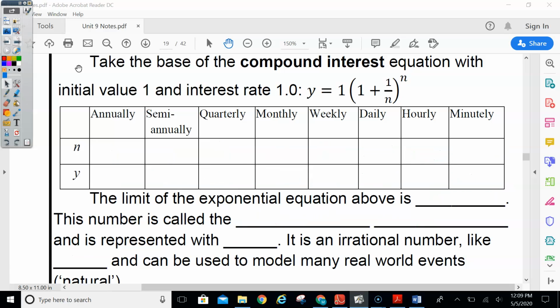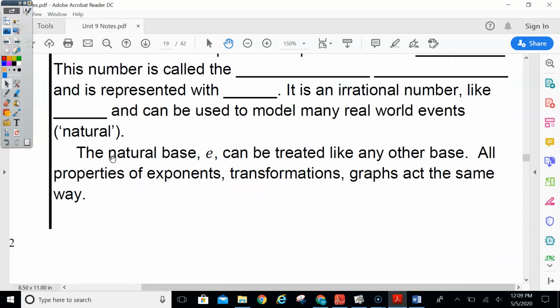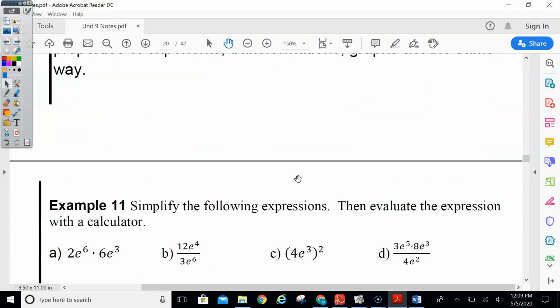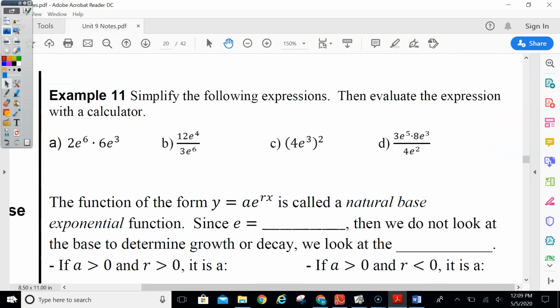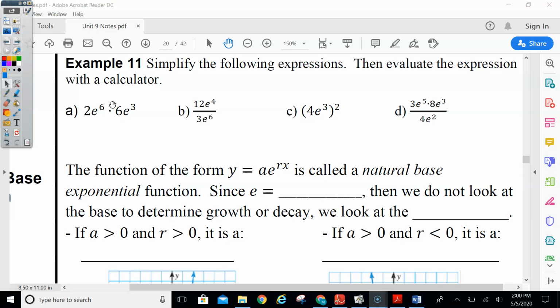Okay, so we're just going to do a few things with the e here. The natural base e can be treated like any other base. All properties of exponents, transformations, and graphs act the same way. So that's what this last little part's going to do. Alright, so here we have 4 problems with exponential properties. So it says simplify the following, then evaluate the expression with the calculator. I really don't care that you do the calculator part, but you should know how to simplify these with our properties of exponents.